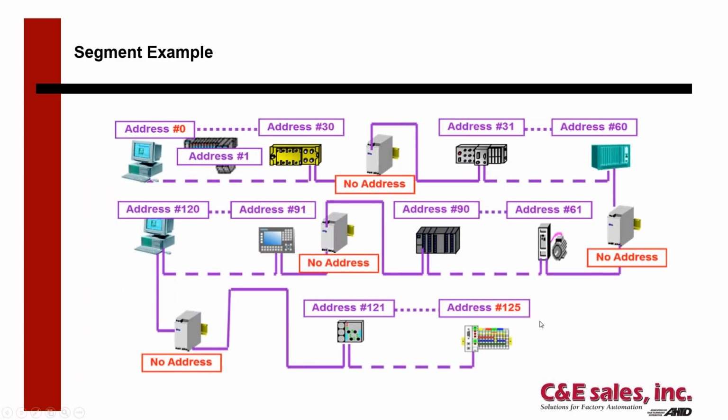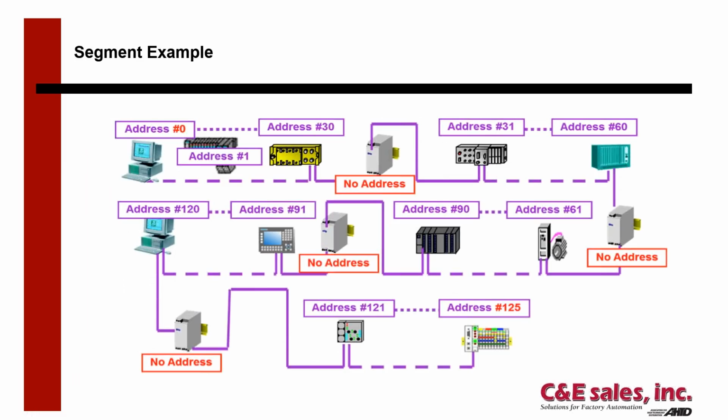So here's an example of a network using all the available addresses. You can see here we start off at address 0, that's our programming device, and we work our way up from address 1 to address 30, then we hit a repeater, and then we go from address 31 to 60, hit a repeater, and then 61 to 90, hit a repeater, and so on and so forth. So this kind of shows you how you can pack those addresses in.